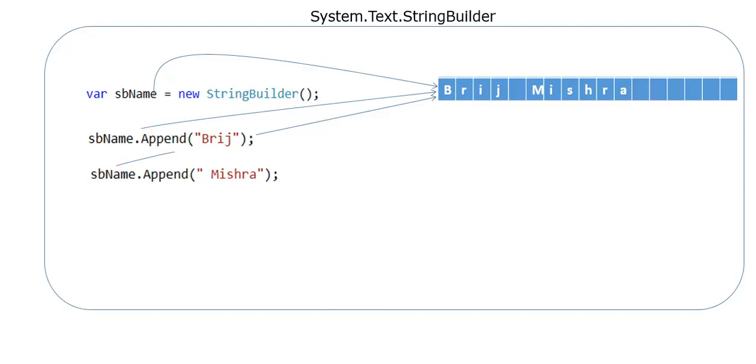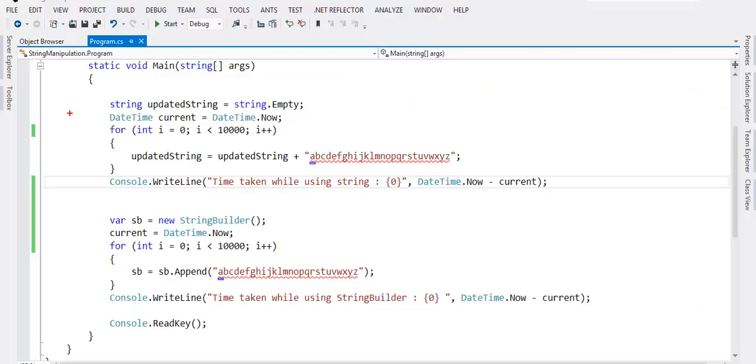Let's try to see this via an example. In this example, I have taken a string A to Z of 26 characters and am adding it to a string 10,000 times using a for loop so that we can see a significant time difference. First, I have done this using the normal string class. Then I have used StringBuilder. I have also calculated the time for each operation to measure this. So let's run this code.